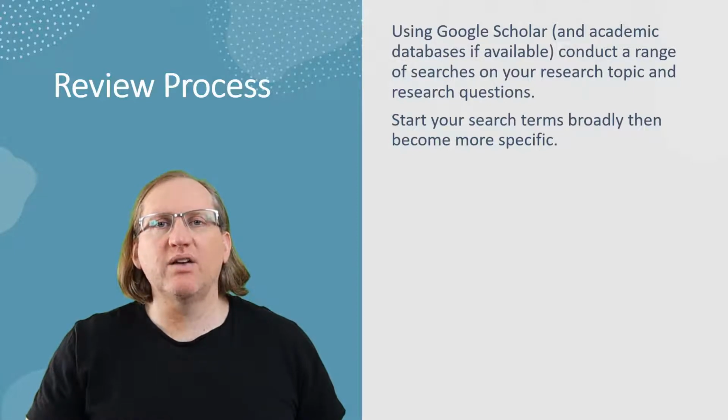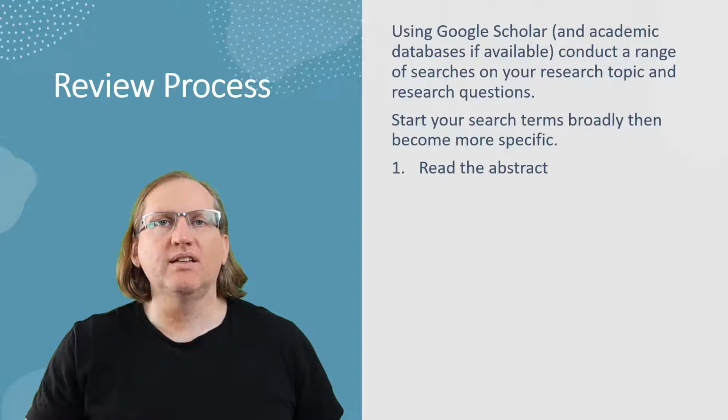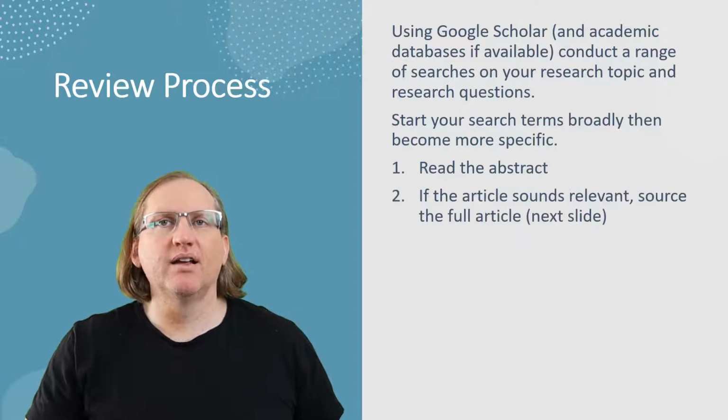You should start with search terms that are very broad and gradually make them more and more specific as you hone in on articles that are relevant to your research question. When you find a reference, start by reading the abstract and determine whether this is actually going to be relevant to what you are studying. If it does sound relevant, then you'll want to source it. I've got some information on the next slide about how you can go about doing that.